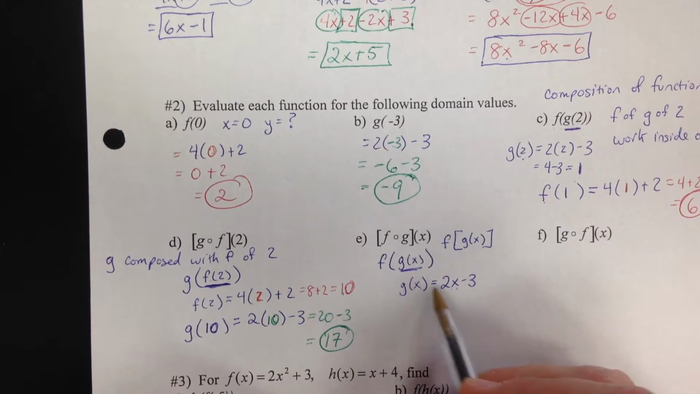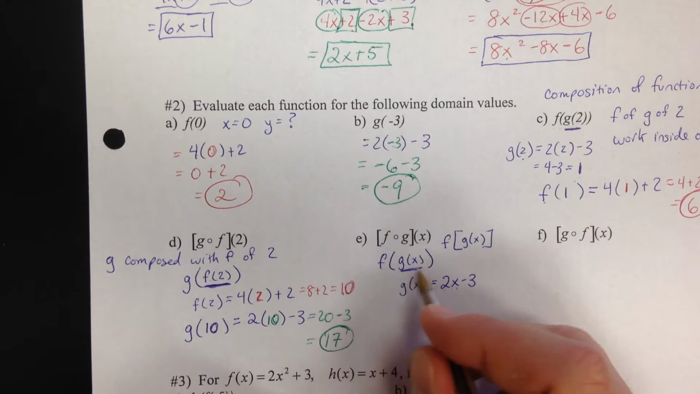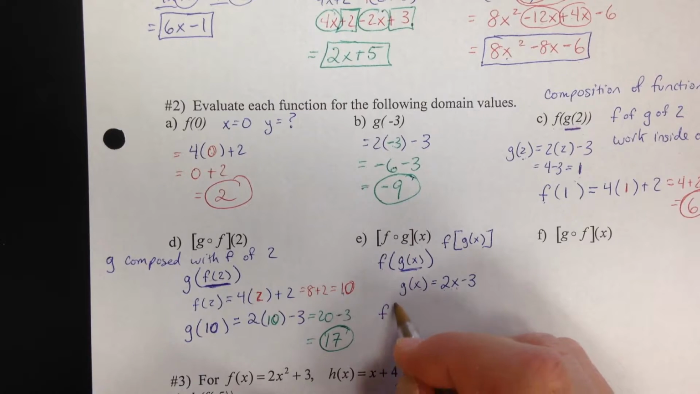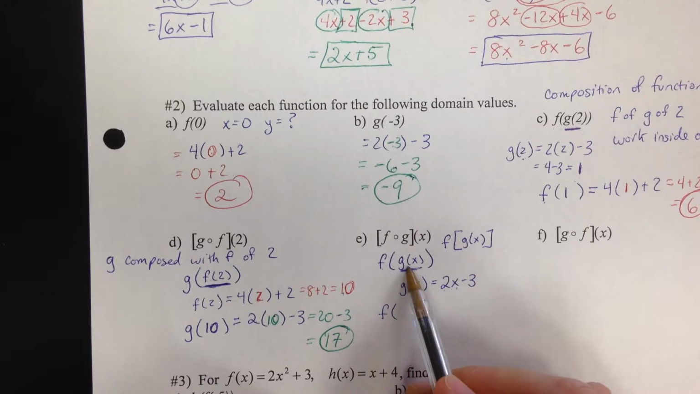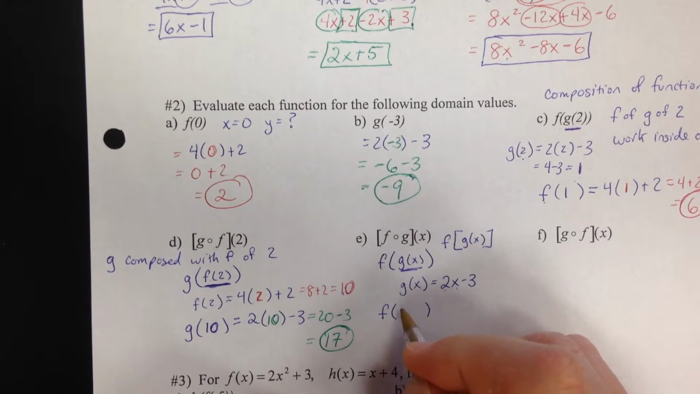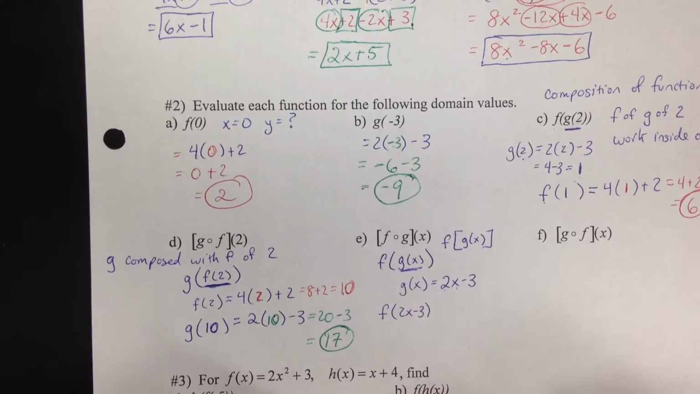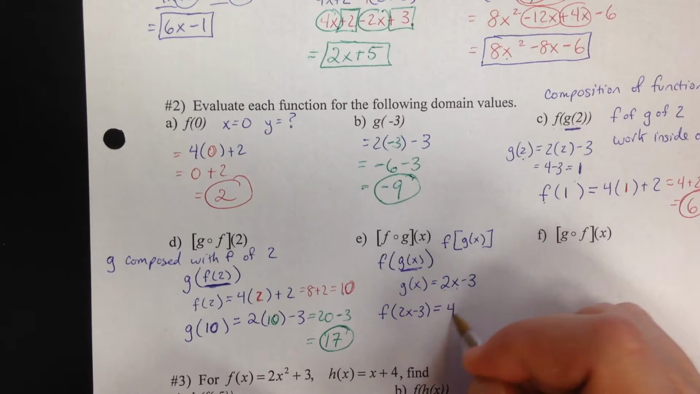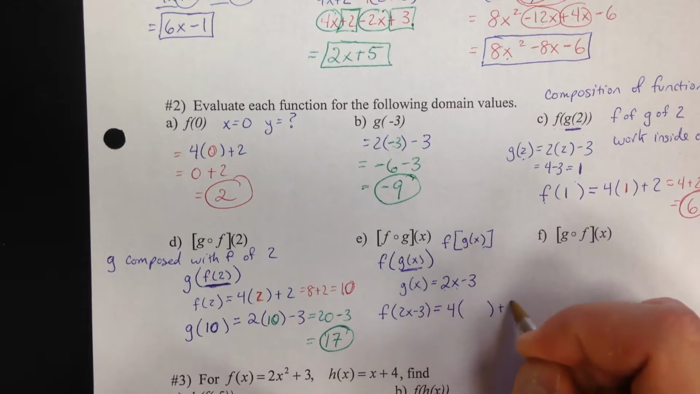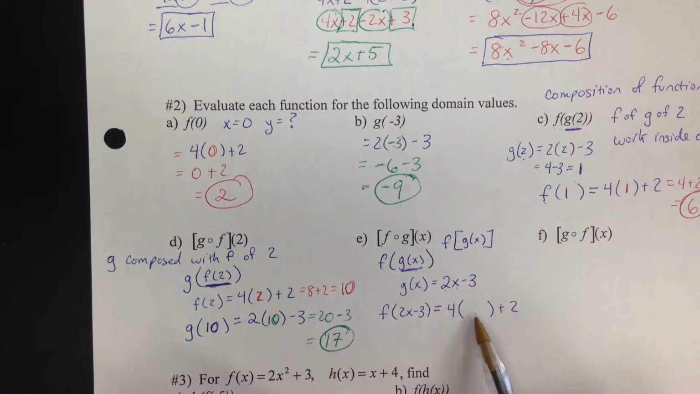Well, I'm going to take this and now rewrite the composition f composed with g. Instead of g of x, I'm going to substitute 2x minus 3. Now the f function was 4 times x plus 2. Anytime I have my variable, I put a set of parentheses: 4 times this x plus 2.